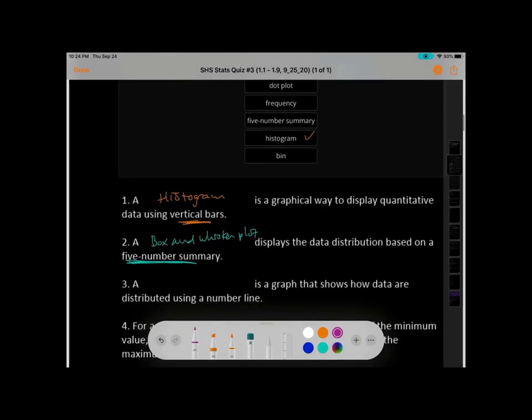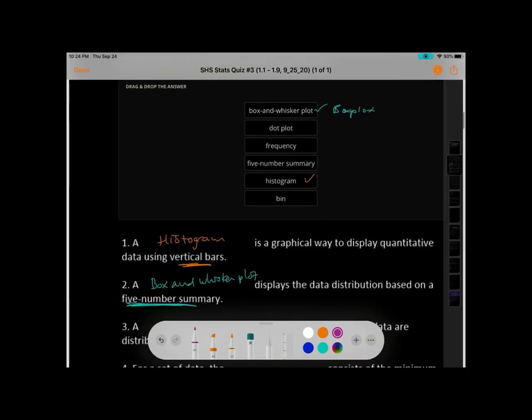What do we got? A blank is a graph that shows how data are distributed using a number line. What do we got? I'd put a dot plot.